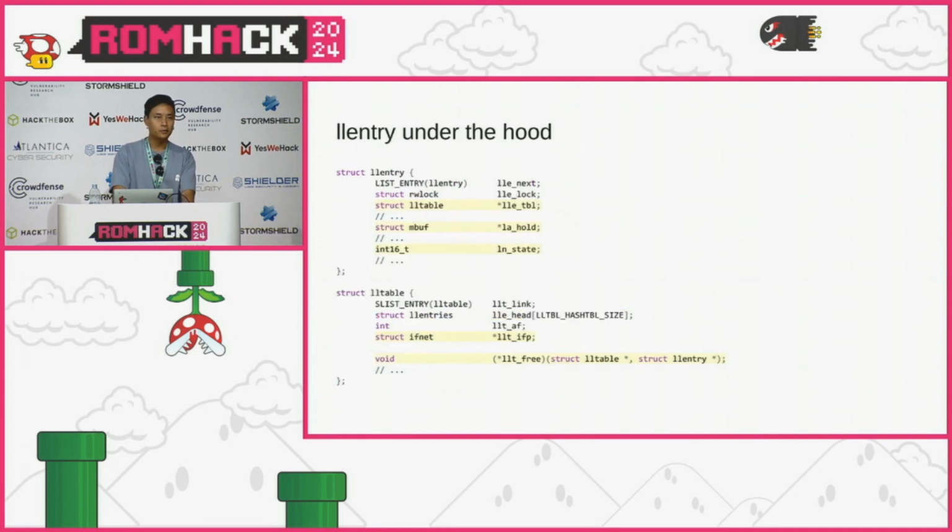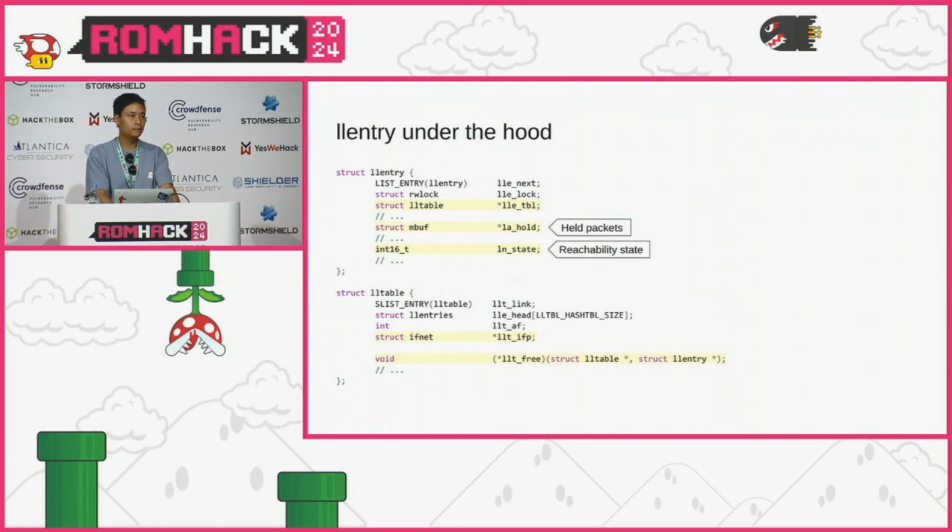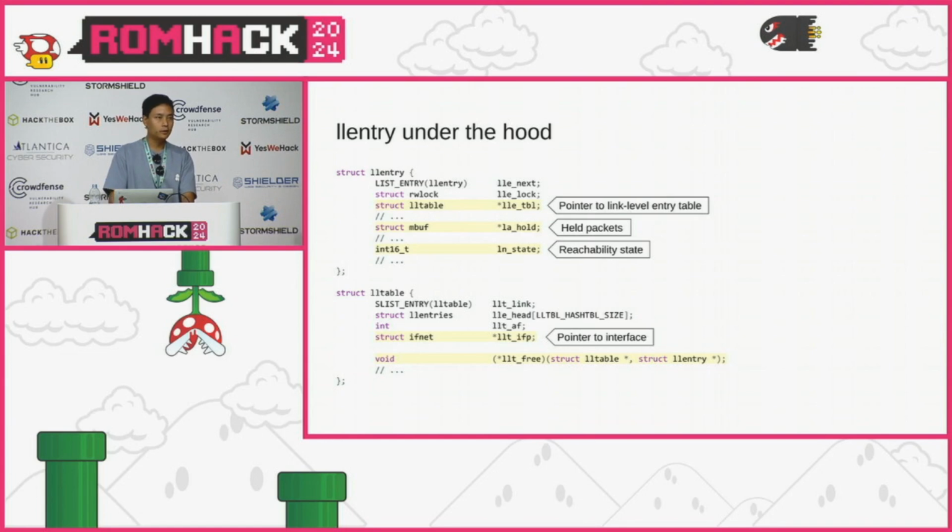Looking at the LL entry structure more closely, we can see there are many interesting fields. To show you the fields from the previous attack, here is the LN state, which is the reachability state. The field LA hold is the linked list of held back packets. And before that, there's one interesting pointer of the type LL table. That structure contains some more interesting fields, such as the IFP, which is the pointer to the interface object, and also a function pointer that is called to free the LL entry, for example, when it is no longer reachable.